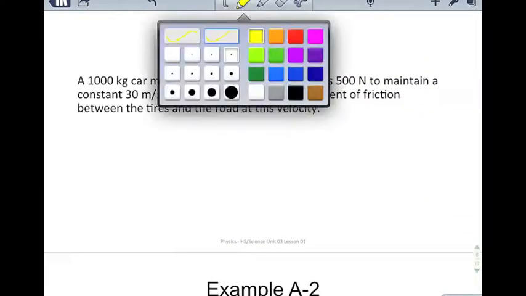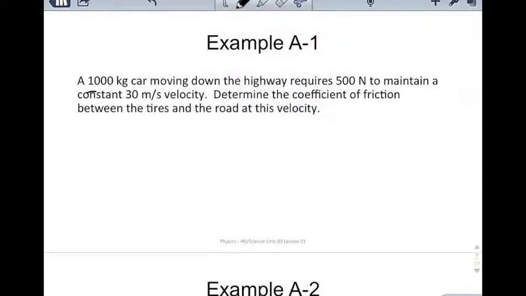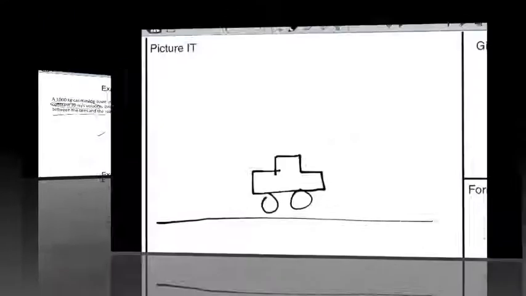In this example, it says a 1,000 kilogram car moving down the highway requires 500 newtons to maintain a constant velocity of 30 meters per second. Determine the coefficient of friction between the tires and the road. So you were looking for the mu. It's going down the highway.